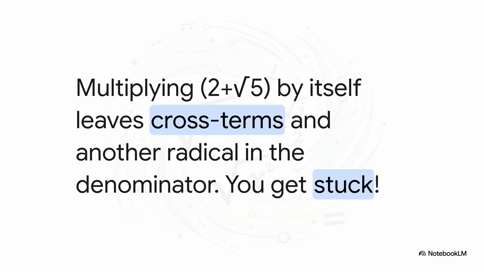If you multiply 2 plus root 5 by itself, you have to FOIL it out, and you get these cross terms in the middle that still have a radical in them. The middle terms don't cancel, and you're left with a denominator that's actually more complicated and still has a square root. You're basically right back where you started. You haven't solved the problem at all.